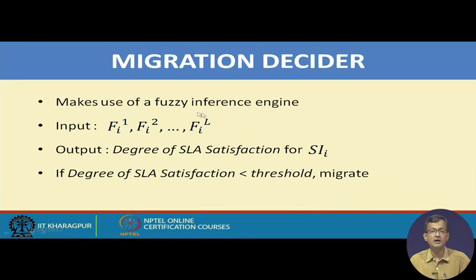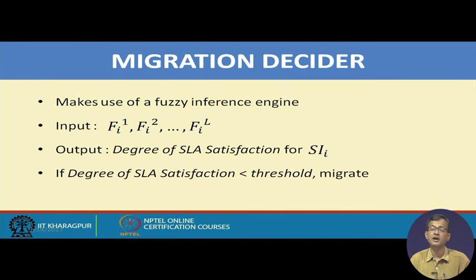If something is running on a particular provider and there is a need for migration from one provider to another, then another decider block is needed for the migration decision. It uses the fuzzy inference engine, with different inputs F1, F2, F3 for different providers, and the output will be the degree of SLA satisfaction for a service instance i. If the degree of SLA satisfaction is less than a threshold, then migrate.